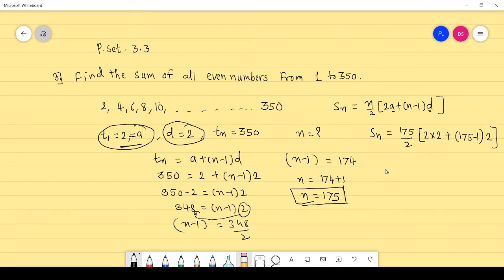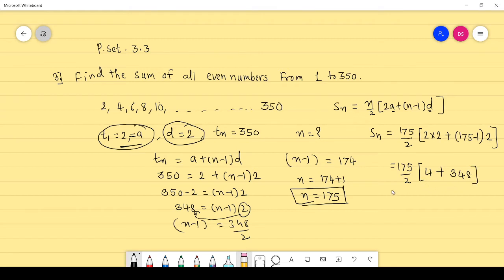By simplifying you will get 175 by 2. You can even divide 175 by 2, but we keep it as it is. So 4 2s are 4 plus 175 minus 1, that is 174, and 174 2s are how much? That is how much it is? You can calculate, that is 348.